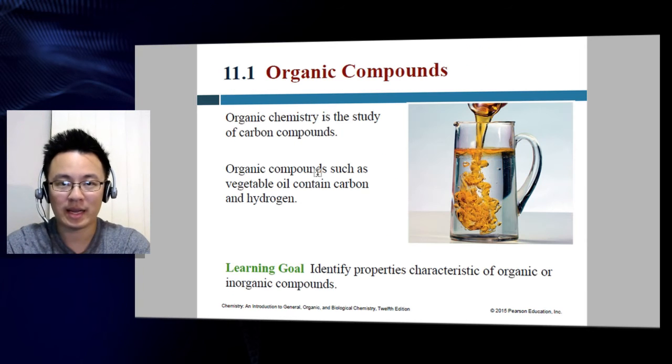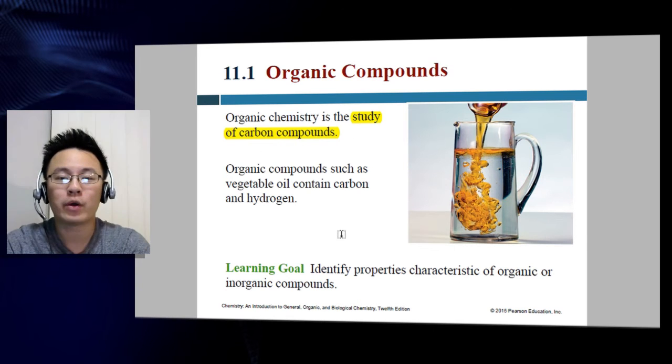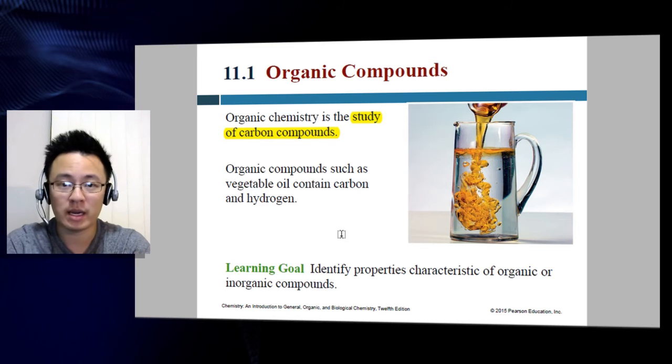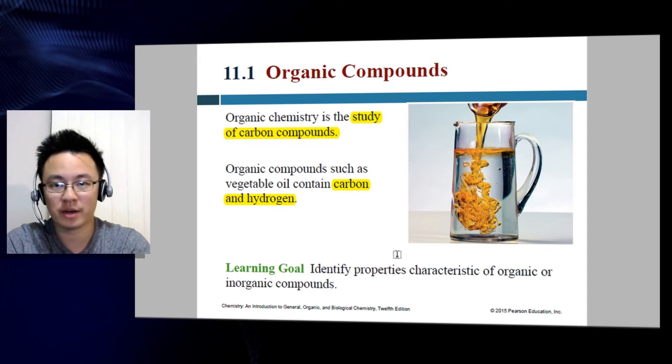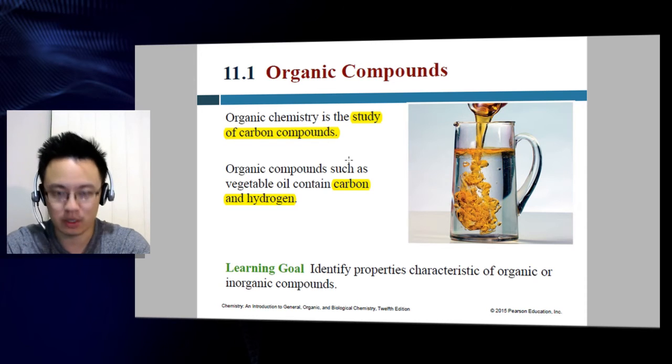So let's go ahead and get started. Organic chemistry is a study of carbon compounds. Now, organic compounds such as vegetable oil contain atoms such as carbon and hydrogen. You can see we have vegetable oil there mixed in with water. As you can probably already know, if you were to mix water and oil together, they will not mix at all. No matter how hard you try to shake that test tube or that cup of oil and water, it will never stay mixed. At least oil and water alone.